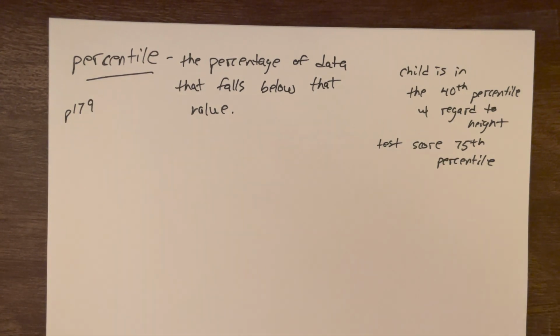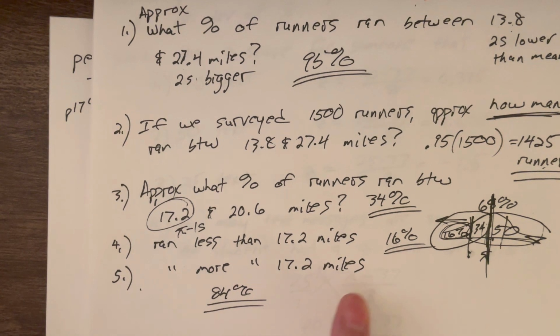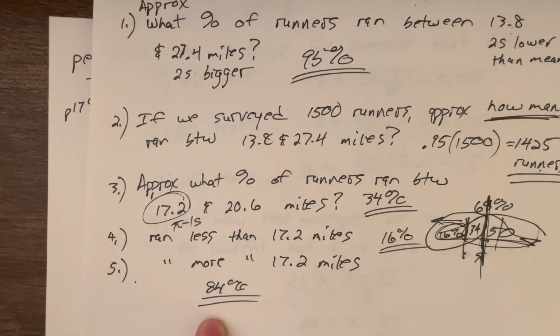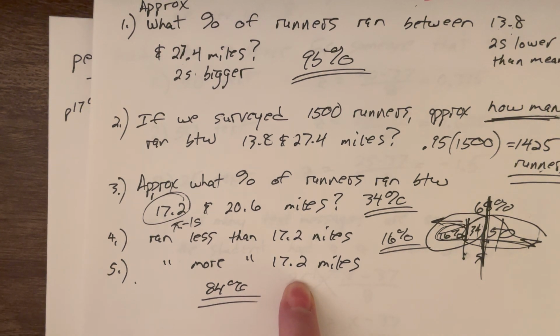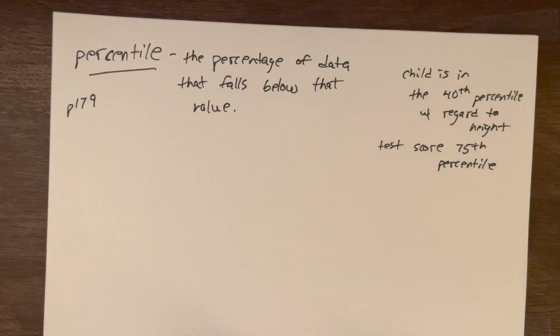If you go back and look at some of our other problems, we can refer to a few things in this same way. So very quickly, I'm looking for one of the empirical rule problems. The percentage of runners that ran more than 17.2 miles is 84%. Okay? That means someone who ran 17.2 miles would be in the 84th percentile. You can kind of go back and forth.